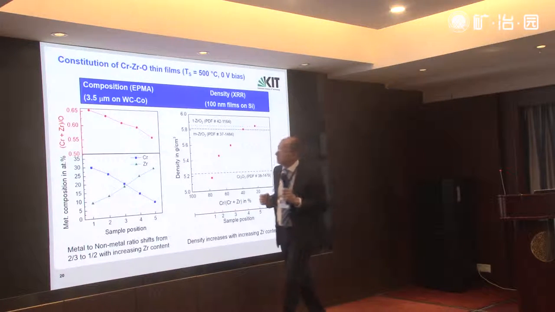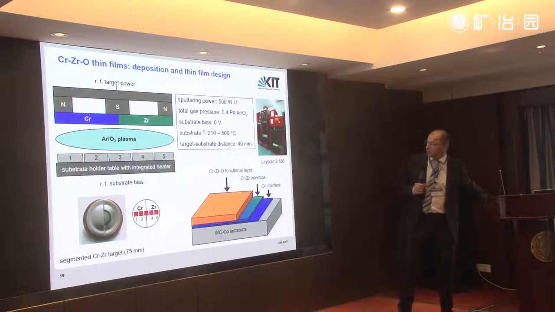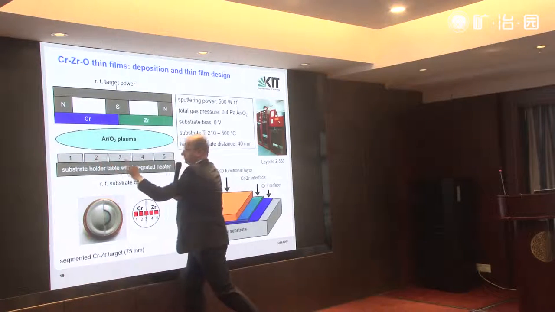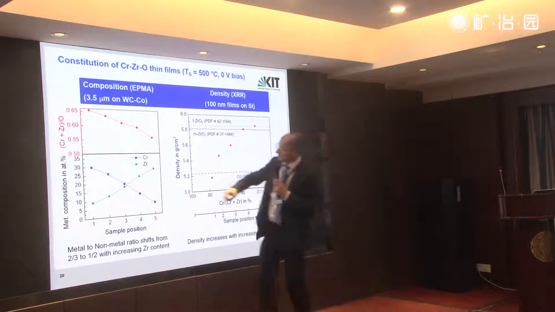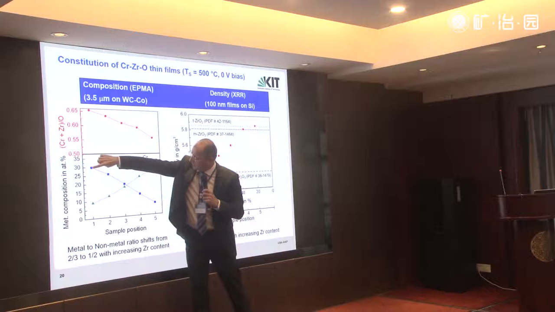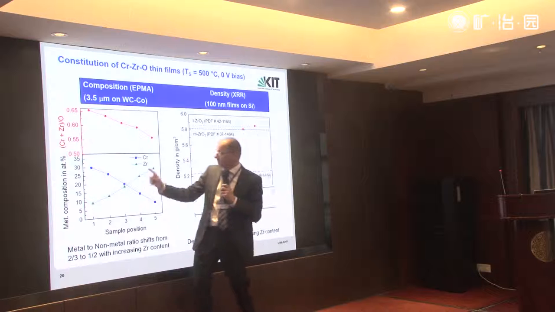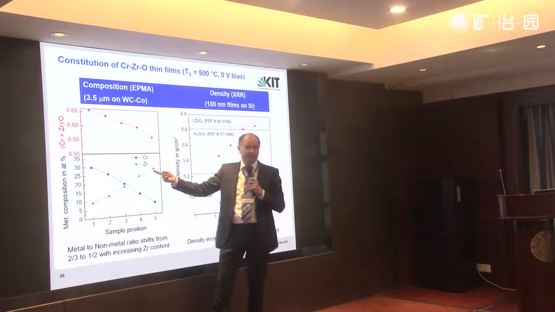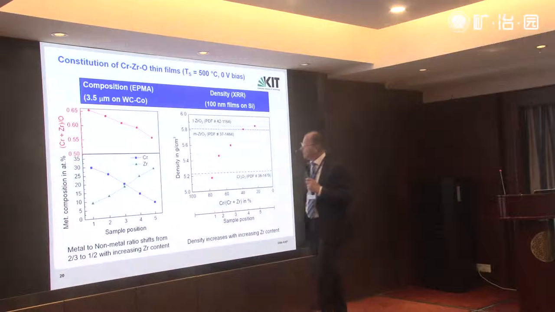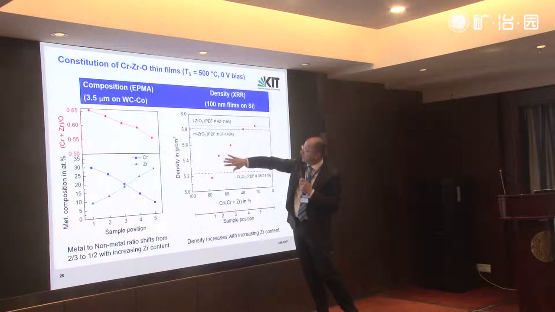What is the chemical composition of the materials? And you can see here, at these different positions, 1, 2, 3, 4, 5, you can find different chemical compositions. You can see here the chromium content at position number 1 is higher, obviously, than at number 5, and the zirconium fraction is increasing with the different sample positions. Yeah? This is the result of the analysis.